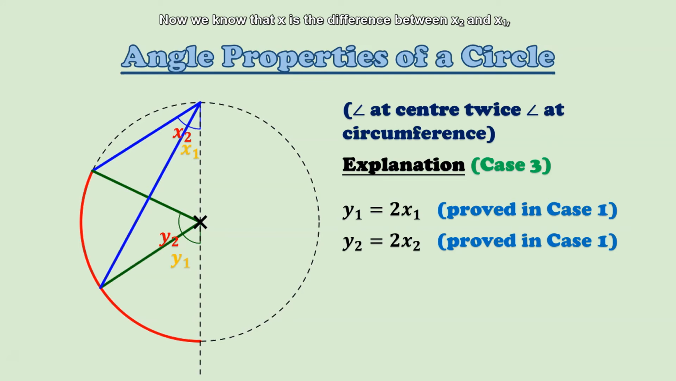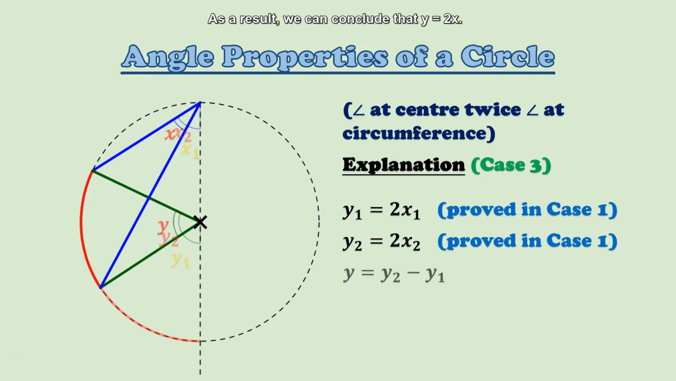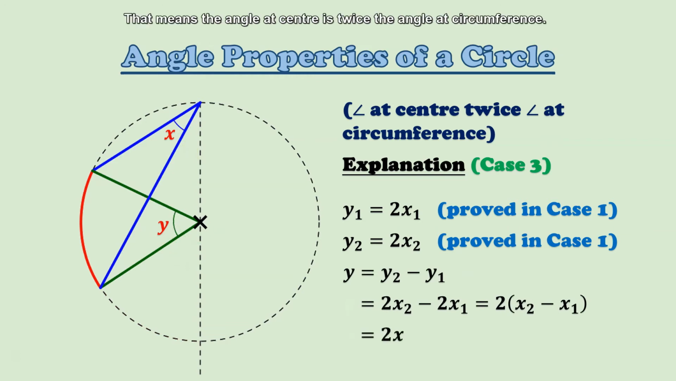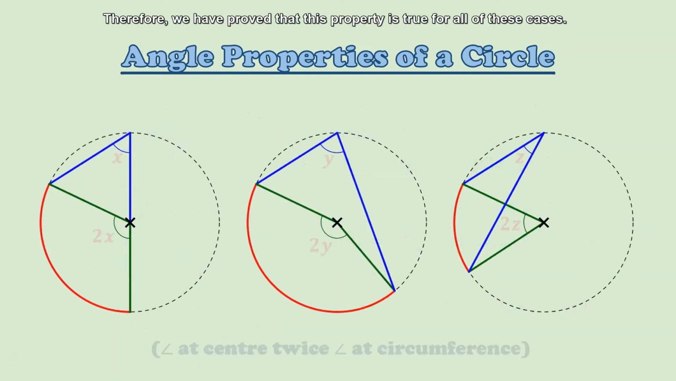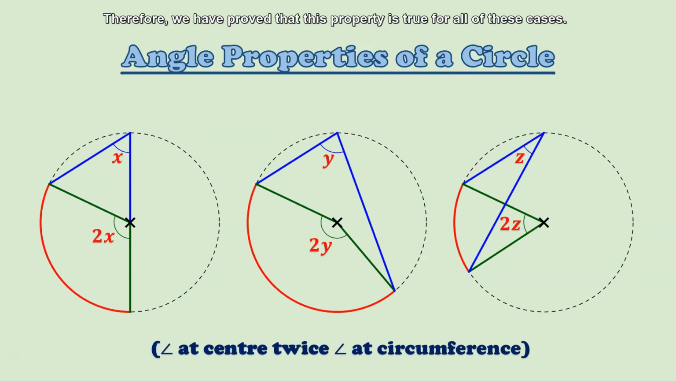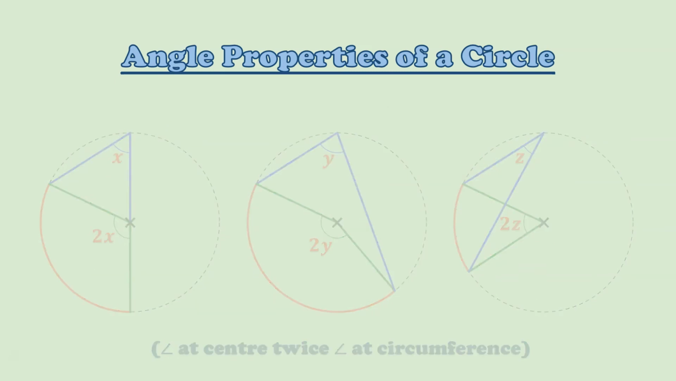Now we know that x is the difference between x2 and x1 and y is the difference between y2 and y1. As a result, we can conclude that y is equal to 2x. That means the angle at center is twice the angle at circumference. Therefore, we have proved that this property is true for all of these cases.